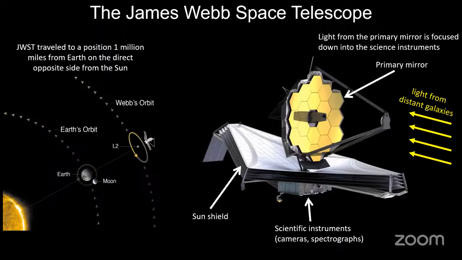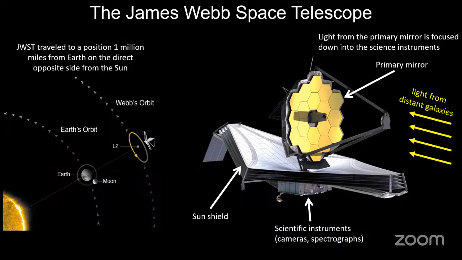So let's look at this a little bit more. On the left-hand side here, you have a diagram showing the location where JWST is sitting. The Hubble Space Telescope actually orbits the Earth just a few hundred miles above the surface of the Earth, so it's relatively close to us. JWST, in contrast, is sitting at a point that's 1 million miles away from us. That's about 4 times further than the distance from the Earth to the Moon. It's at this point called L2 that sits directly opposite the Earth from the Sun. So it's in an orbit where it always stays on the direct opposite side of the Earth from the Sun. So that's where JWST is sitting.